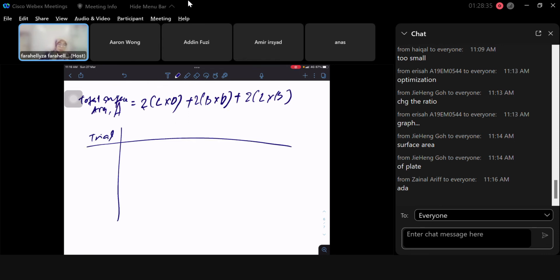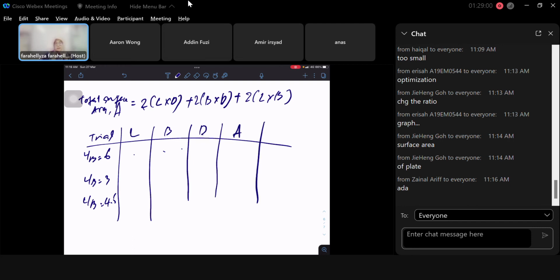So first trial where you have L upon B equal to, what did we start with? 6. Then you have L upon B 3. You have L upon B 4.5. So you put the L, you put the B, whatever you get that was almost 0 just now. So LBD and this surface area. This surface area is coming from this formula.